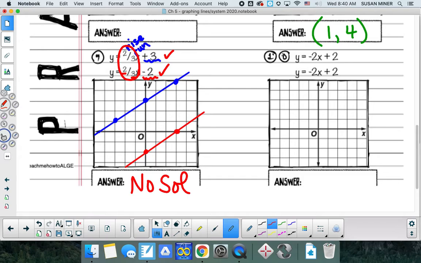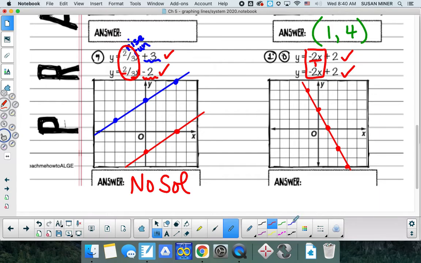Okay, last one. Well, if I'm looking at this, Ms. Miner just told me that if they have the same slope, they're parallel lines, right? Hopefully you said no, because these two have the same y-intercept. And so if I graph these two, let's do this really quick. I'm going to start right here at positive 2, and then use my slope and graph my line in there. And this one is a line that goes like that.